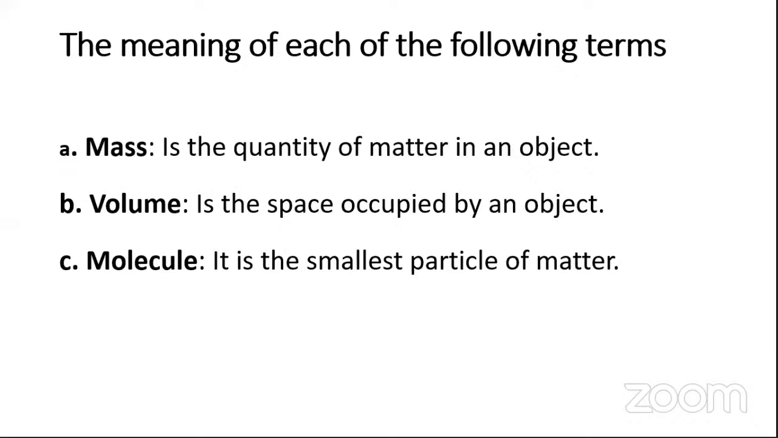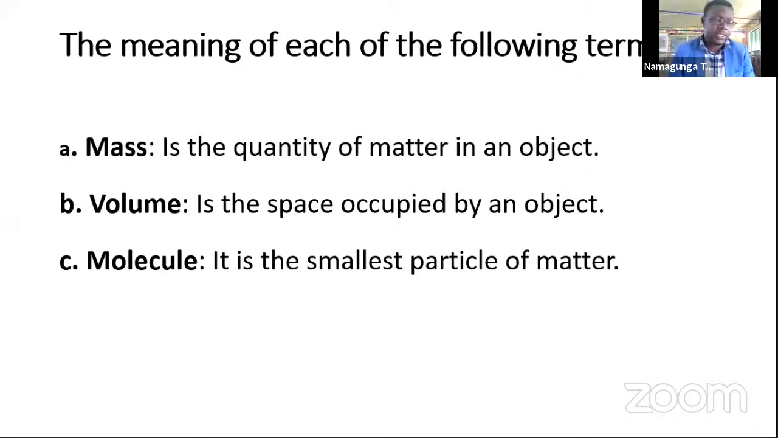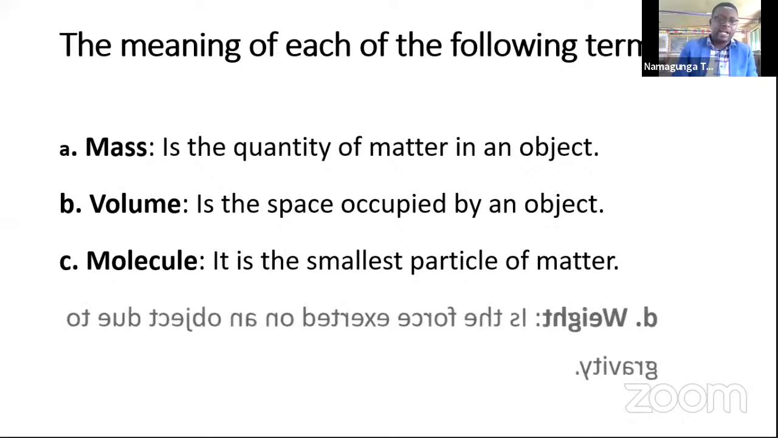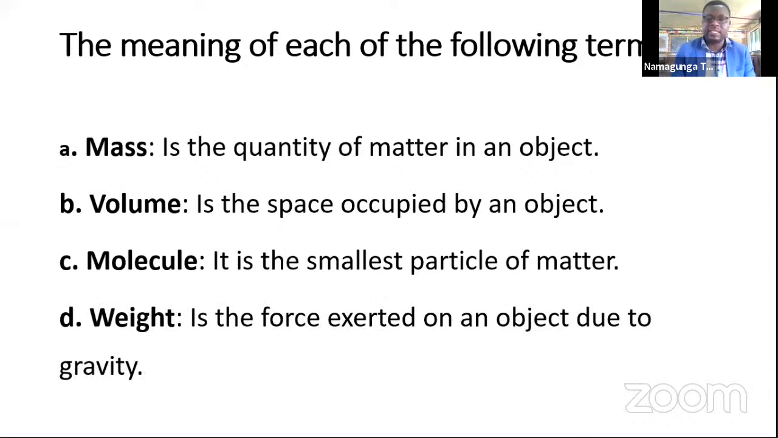Weight is the gravitational force exerted on an object by the earth. Very good. That is another alternative. Beautiful. Good. So we can also define it as the force exerted on an object due to gravitation or due to gravity. And we are going to look at the properties of matter.